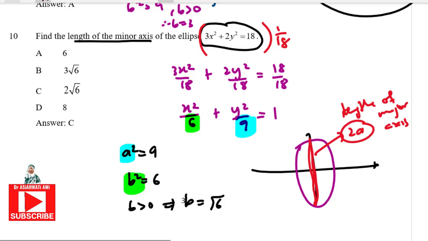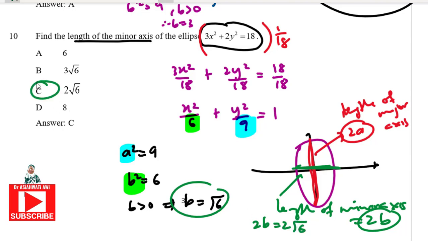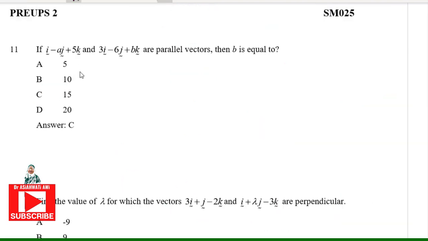Okay, this side, the other side, is the length of the minor axis. That is 2B. 2B means 2 times 36. Okay. If this vector and also this vector are parallel vectors, then find B.